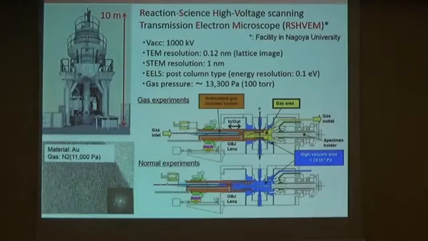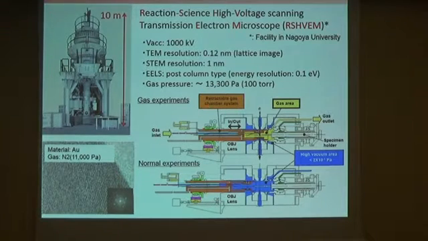Let me show you the methods of this study. First, this is the special electron microscope I used in this study. It's called RSHVM, Reaction Science High Voltage Scanning Electron Microscope. And what's new about this microscope is that we have a gas chamber environmental cell, which can be either inserted to or extracted from the column on demand. And we can make a local gas environment around the specimen.